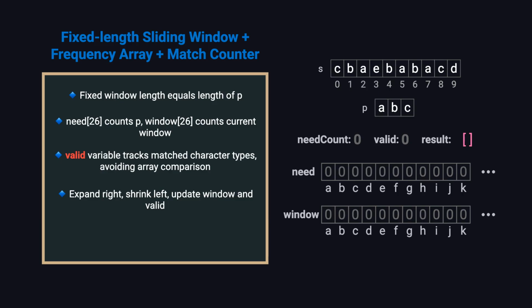When the window length exceeds the length of p, we shrink from the left and update window and valid again. Whenever the window length equals p and valid equals need count, we found an anagram and record the left pointer index. The benefit of this approach is that valid replaces repeated comparisons of all 26 characters, which improves performance.